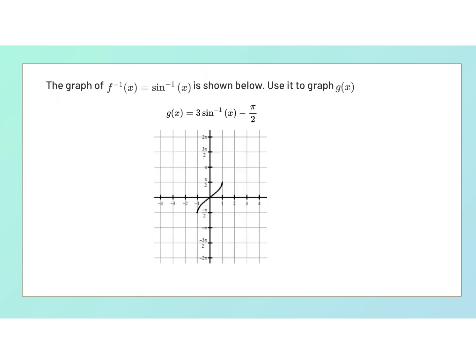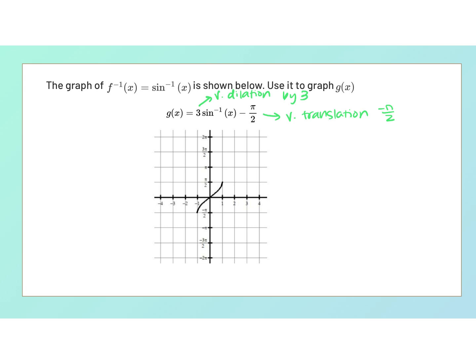On this next one, we already have the graph of the inverse sine for us, and we're going to manipulate that with transformations to create the graph of g. So I can see g of x has 2 transformations on it. I have 2 vertical transformations. We have a vertical dilation by 3, and then we also have a vertical shift or vertical translation by -π/2. So we're going to be stretching it vertically and then shifting it down.